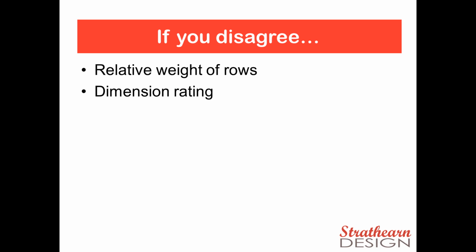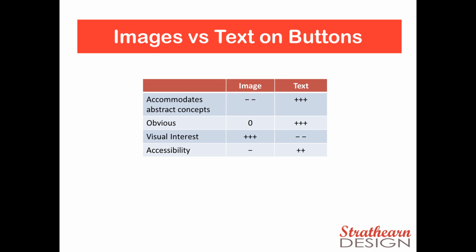Now, if you disagree with the outcome, what you're going to end up disagreeing over is hopefully not what are the things that you should be talking about, what are the factors, but really the relative weighting. So that is, should accommodate abstract concepts be weighted more than obviousness or visual interest? And again, that gets back to what we already talked about, is that if you weight visual interest at 90%, then that's going to dominate everything. And this method doesn't give you those weightings. You're still going to have to decide what they are.